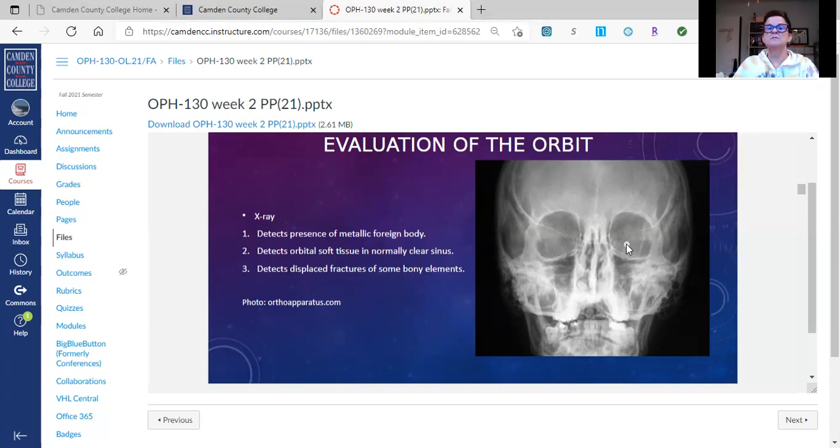Let's go back to this little spot right here. Anybody have an idea what this is? An X-ray will detect the presence of metallic foreign bodies. This is a patient who had a BB. He was shot in the eye with a BB. And the X-ray is showing that right here. That BB was lodged in the globe of this patient.